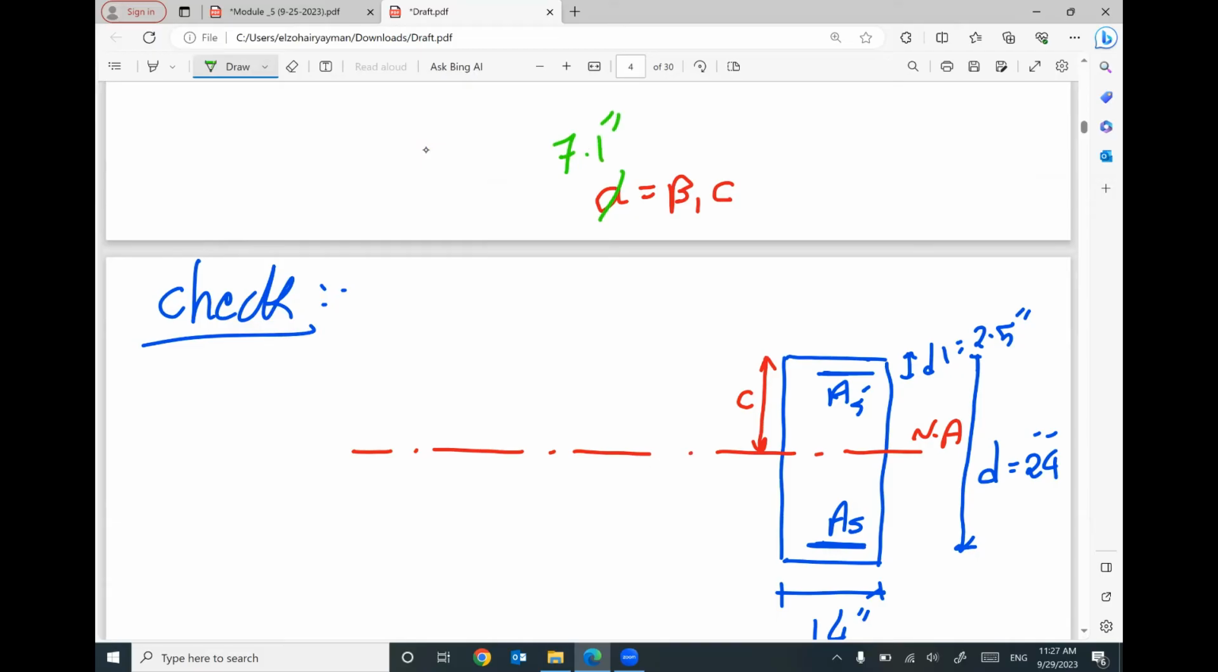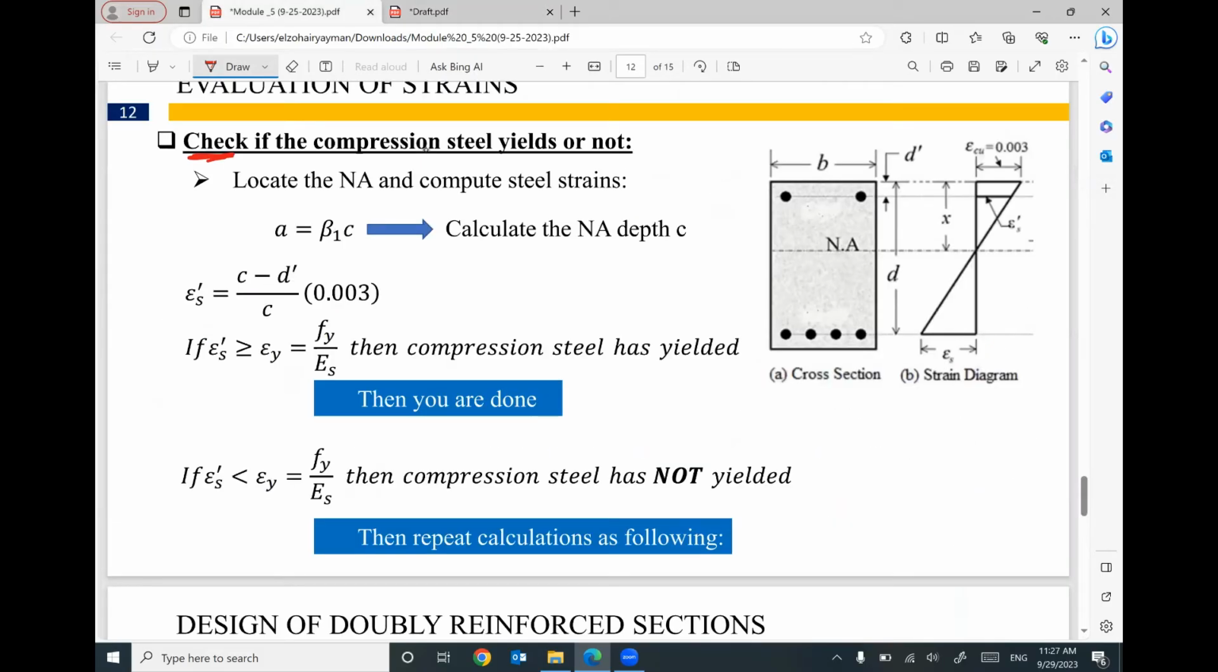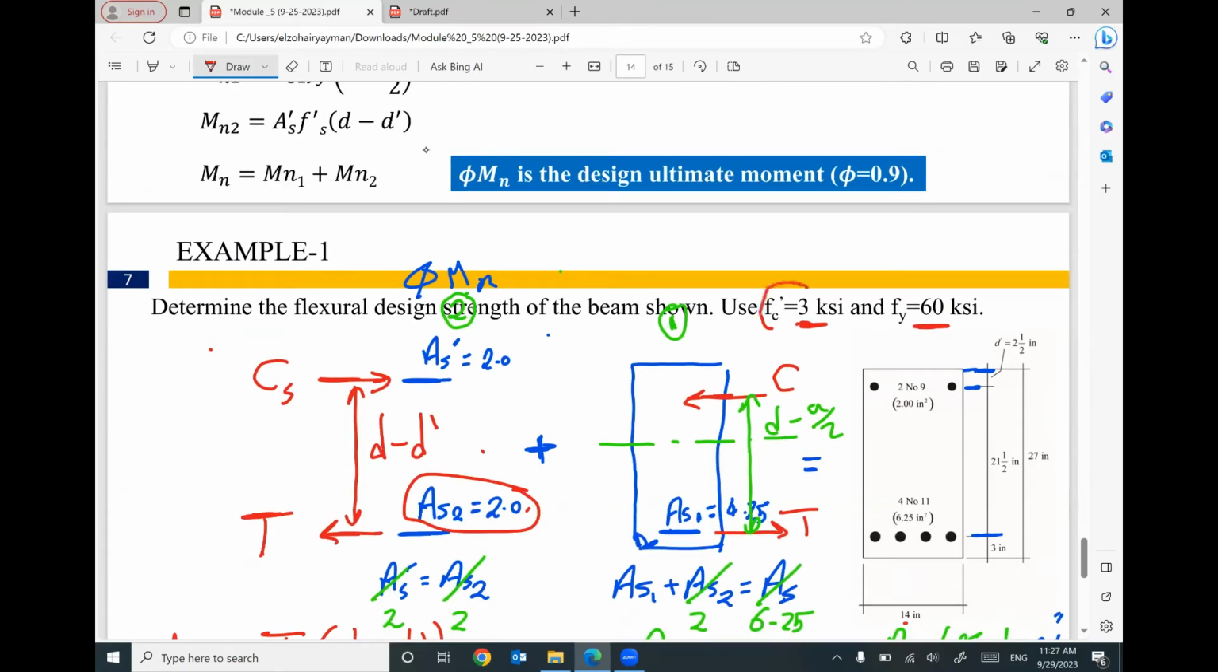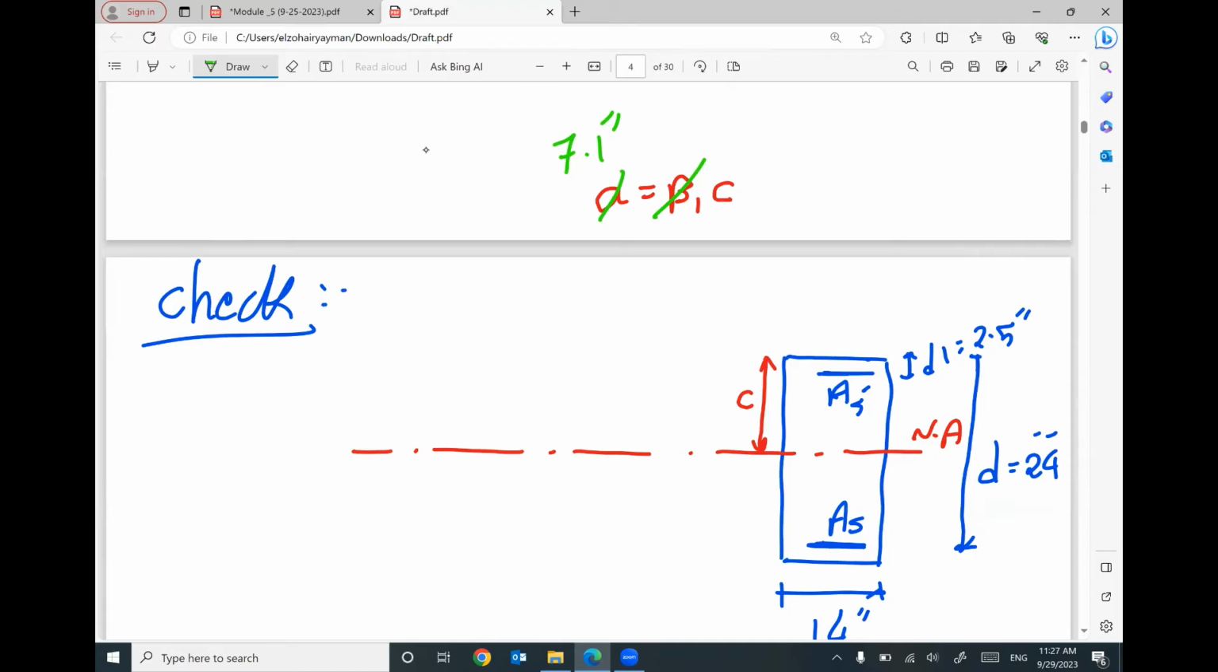A is 7.1 inch. Beta 1, based on the given information about F prime C, you should have a table for F prime C 3000 or 3 ksi. I believe your value of beta 1 equals 0.85. Do you agree? So I can figure out the depth of the neutral axis. That will be 7.1 divided by 0.85. I got 8.4 inch.